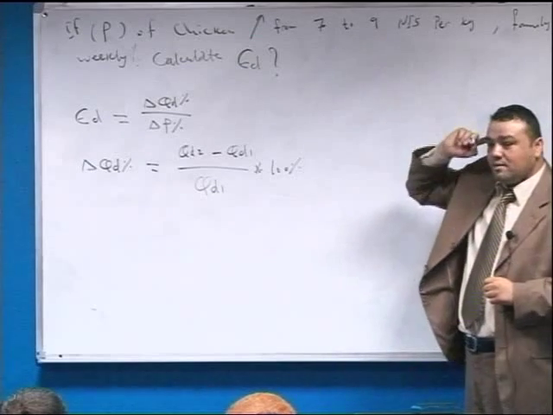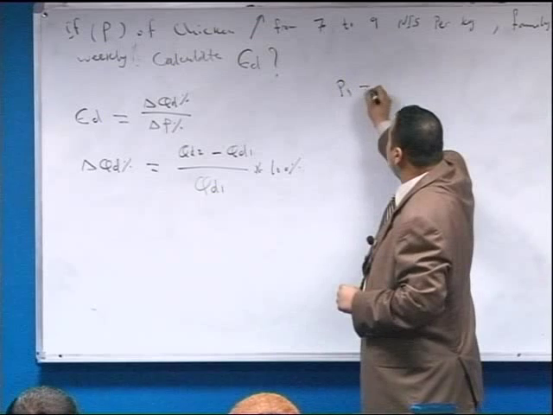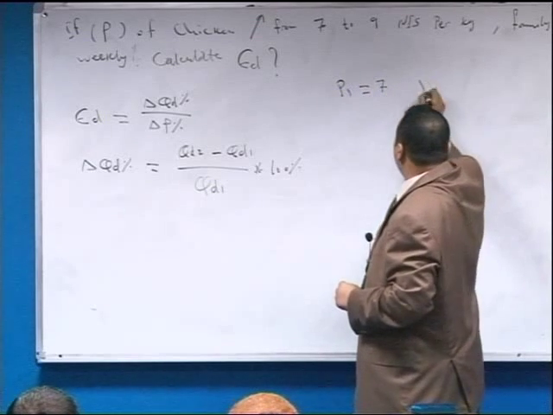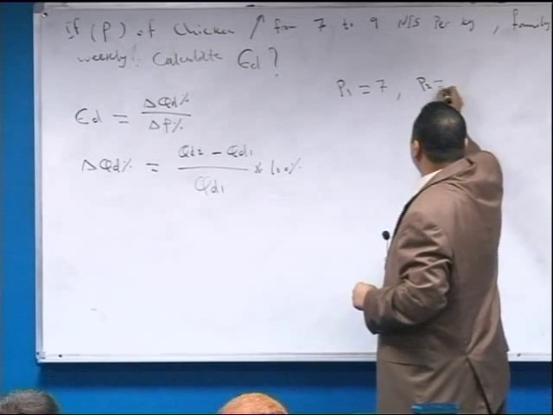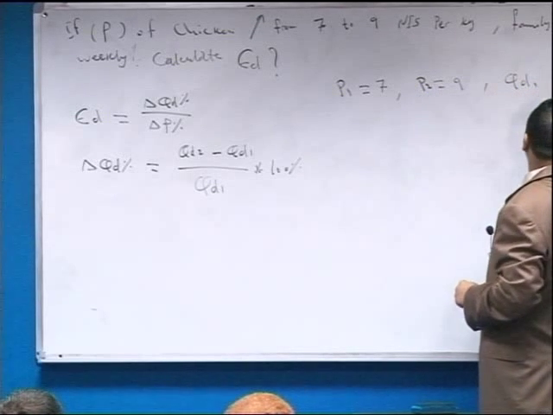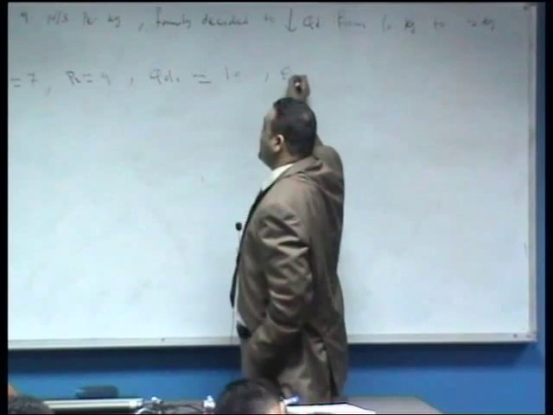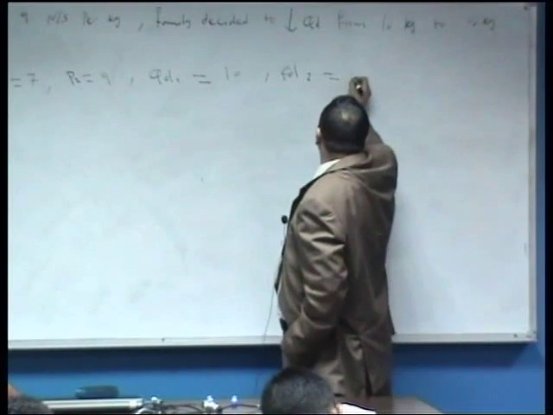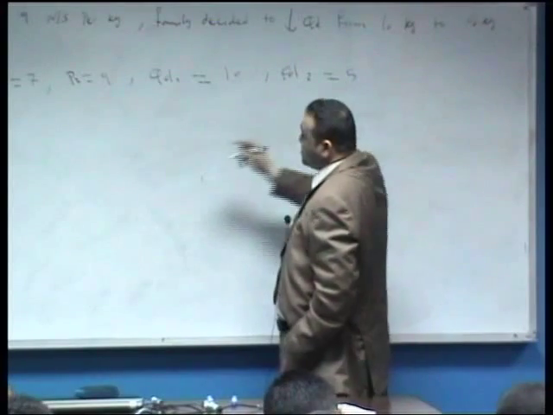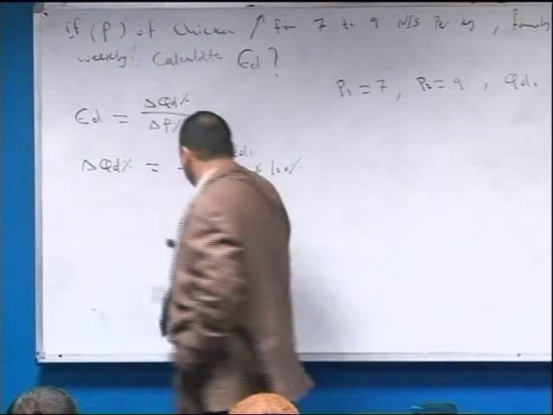In this example, price 1 equals 7, price 2 equals 9, QD1 equals 10, and QD2 equals 5. Right? So let's calculate the percentage change in the quantity demanded.